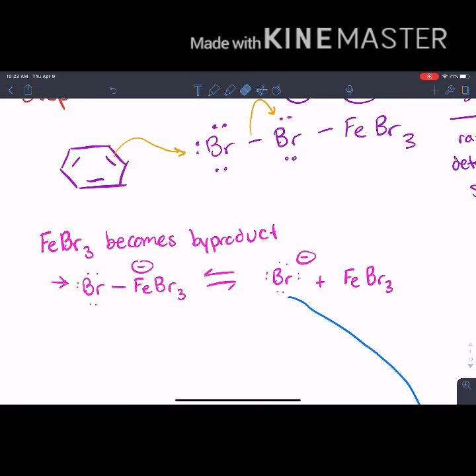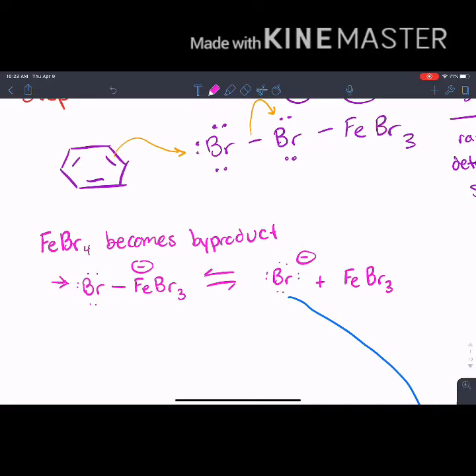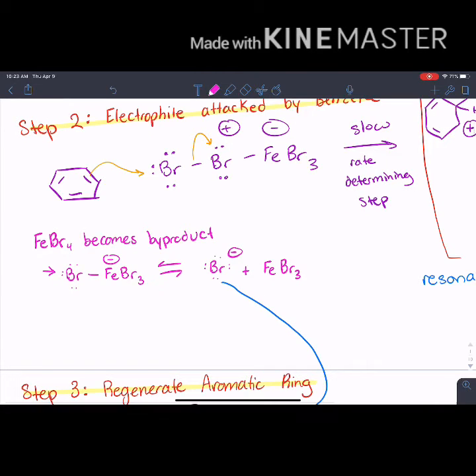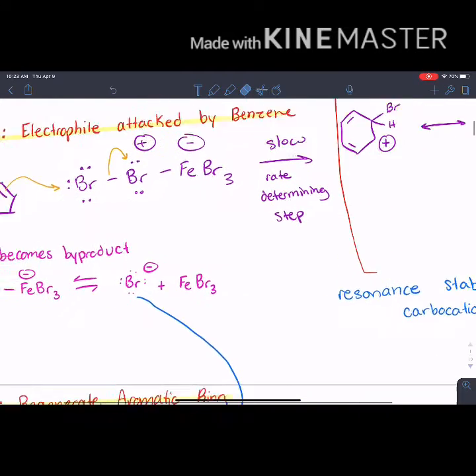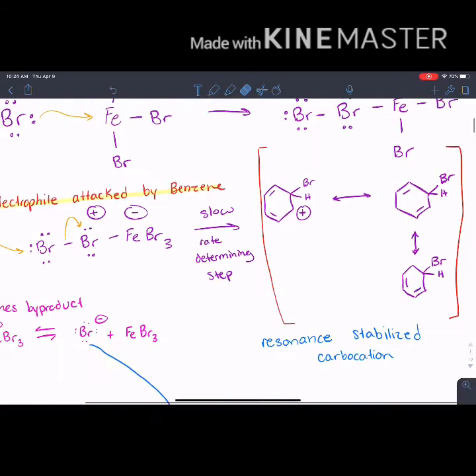FeBr4, apologies for that. Even I make mistakes. Okay, so FeBr4 becomes a byproduct of our reaction, okay? Essentially that goes off into the solution, but the Br minus comes in the third step. But okay, so back to the second step.